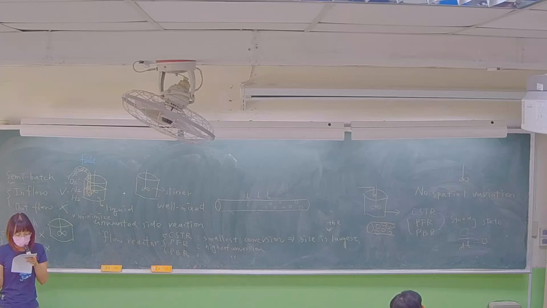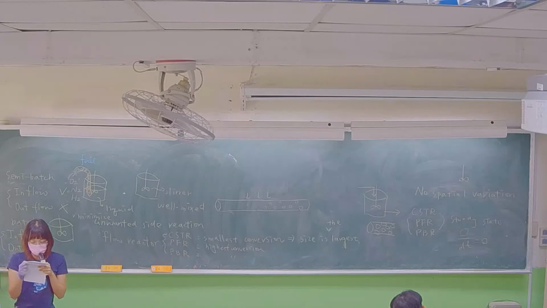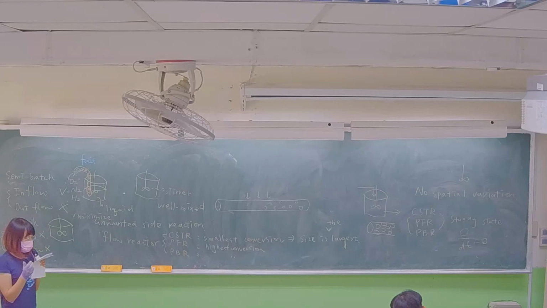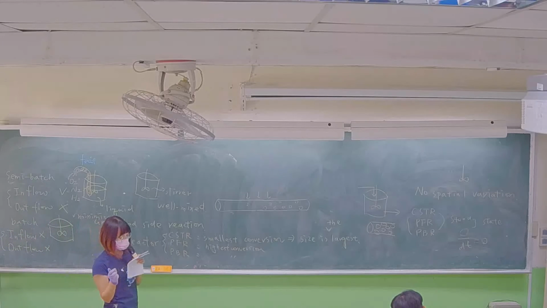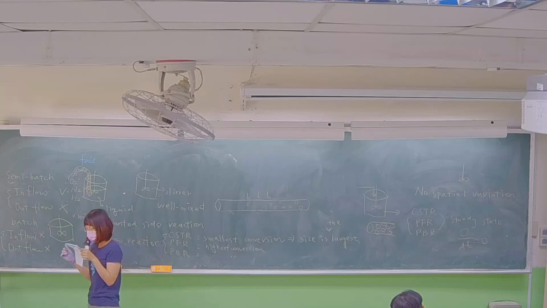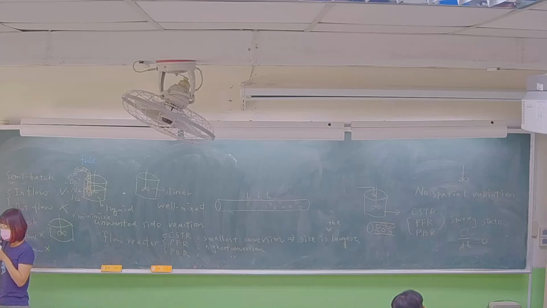The third column shows you the mole balance differential form. You can find the CSTR has no differential form, okay? Because for CSTR, the differential term is deleted. So you can only see the normal form for the CSTR, okay? So for batch, PFR, and PBR, you have the differential form and the integral form.